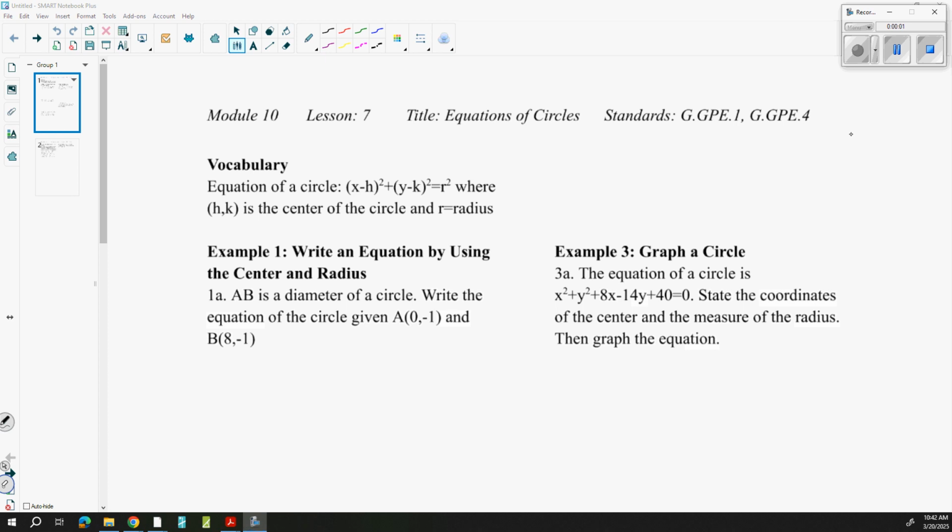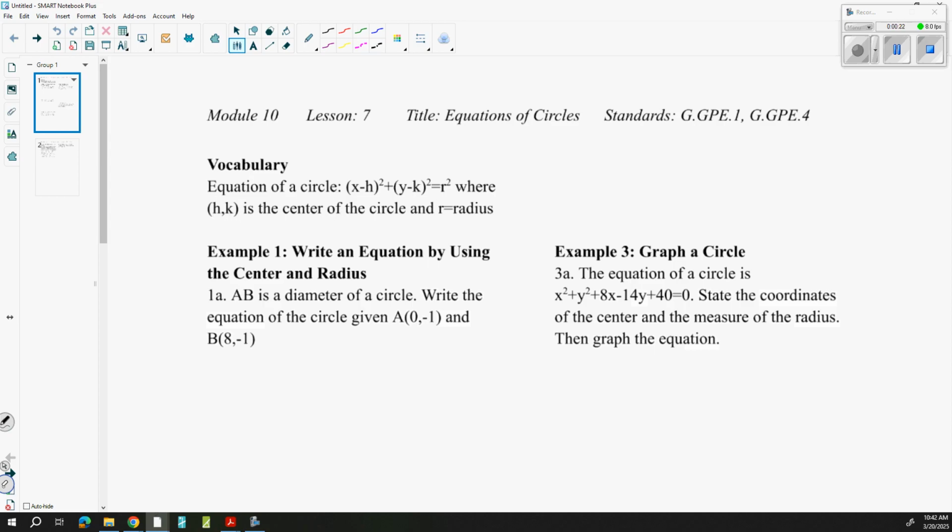So today's lesson, we are going to be graphing circles and dealing with the graphs of circles and the equations of the graphs of circles. So we're going to write an equation by using the center and radius. We have our equation of a circle, x minus h squared plus y minus k squared equals r squared, where h comma k is the center and r is the radius.